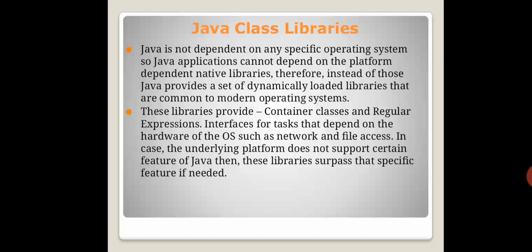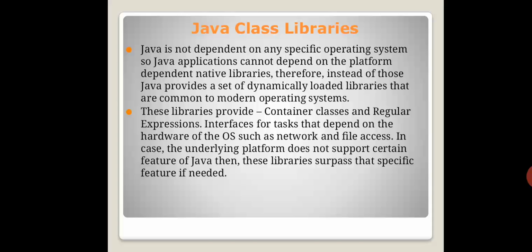The next thing is Java class libraries. Java is not dependent on any specific operating system. So what does this mean? Java can be used in any platform. It may be Linux, Android OS, Windows OS, or if you're using Macintosh systems, then iOS. Java can be implemented or installed in any particular operating system. It does not have any restriction on any platform. That is the meaning of that particular point.